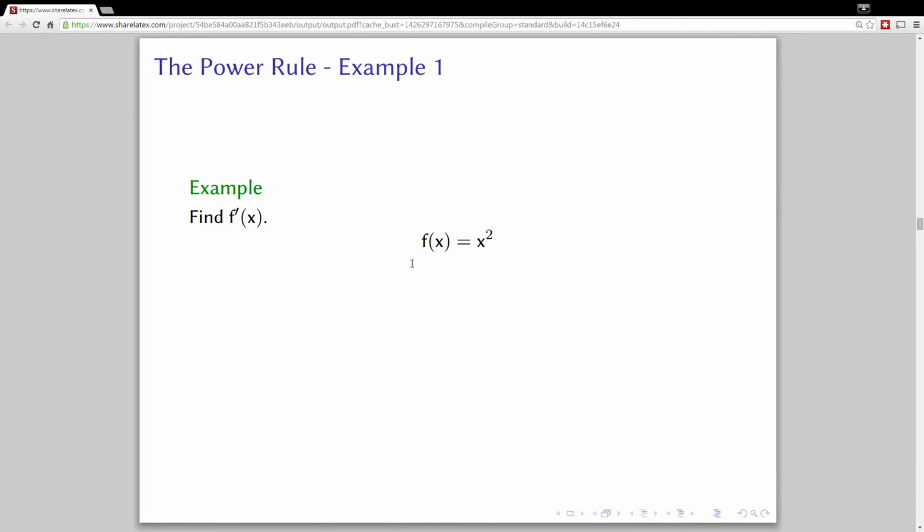Okay, in the first example, we have f of x equals x squared. That fits the format of the power rule. It's x to some number power. So to take its derivative using the power rule, I'm just going to pull the old power down, so I'll have a 2 out in front. And then I will subtract 1 from the exponent. So 2 minus 1 is 1. So the derivative will be 2x to the first power, and we can write that more simply as 2x. So the derivative of x squared is 2x.